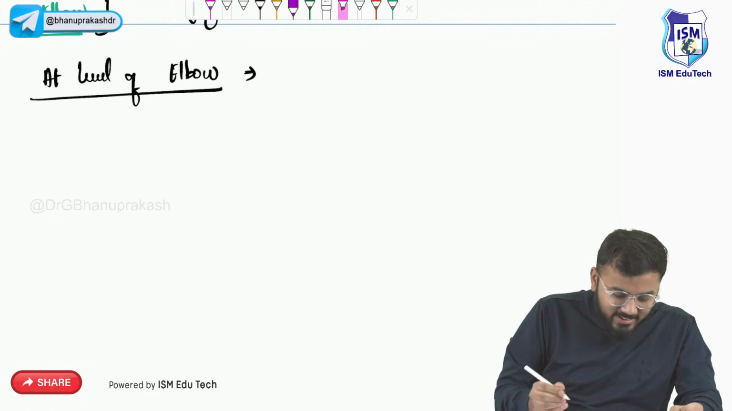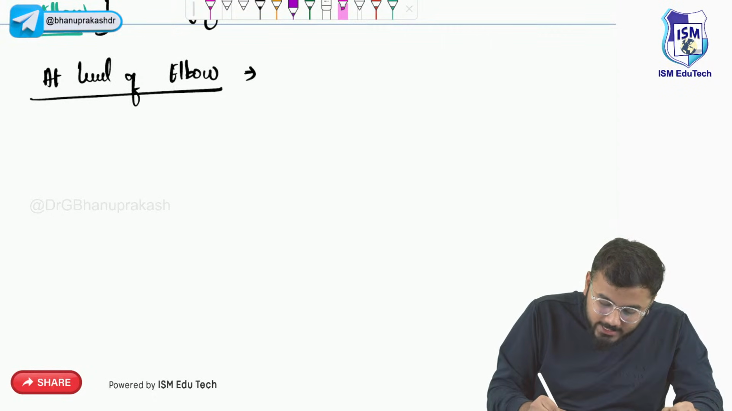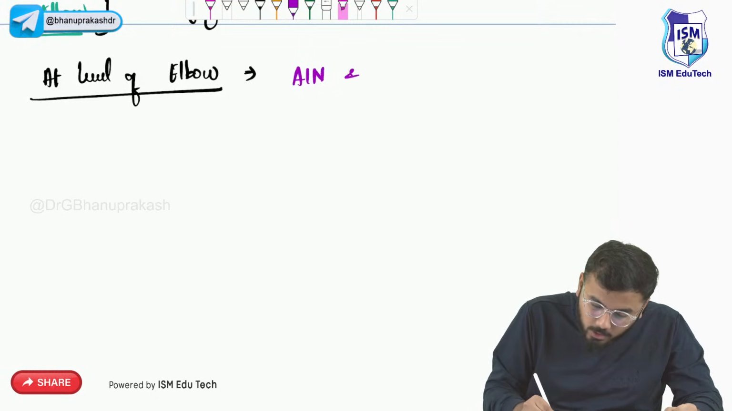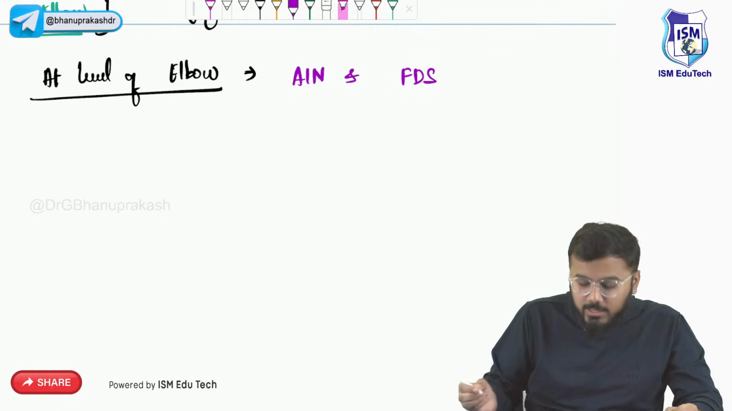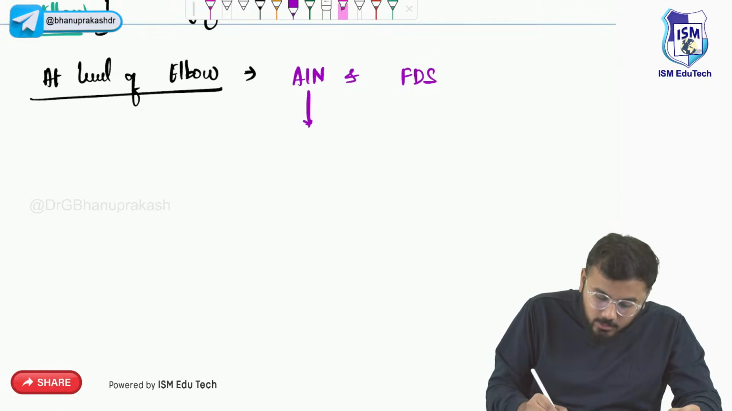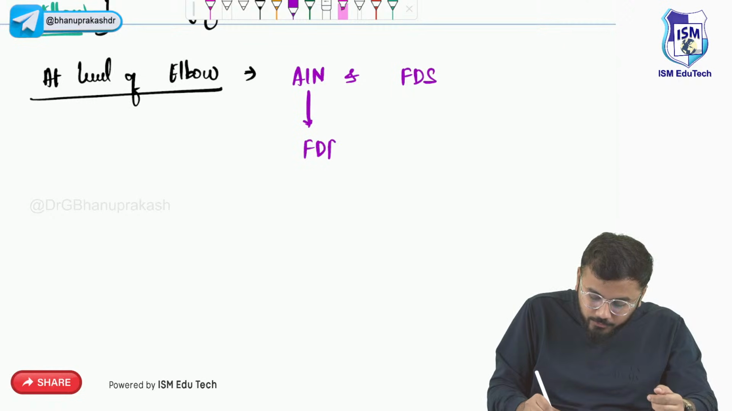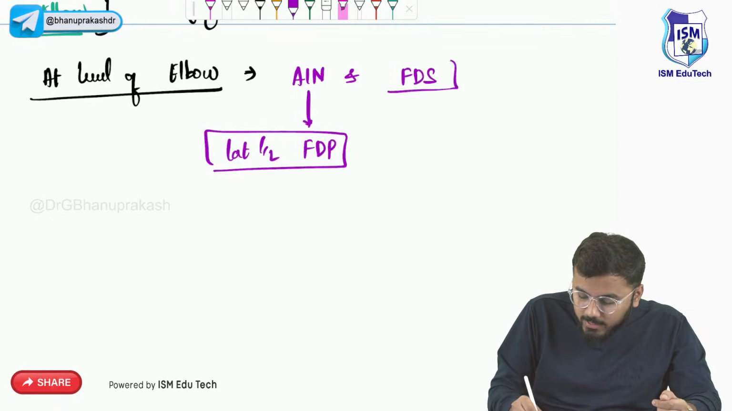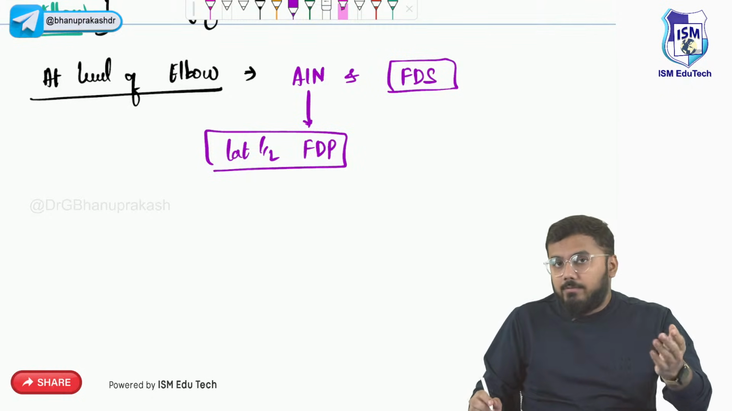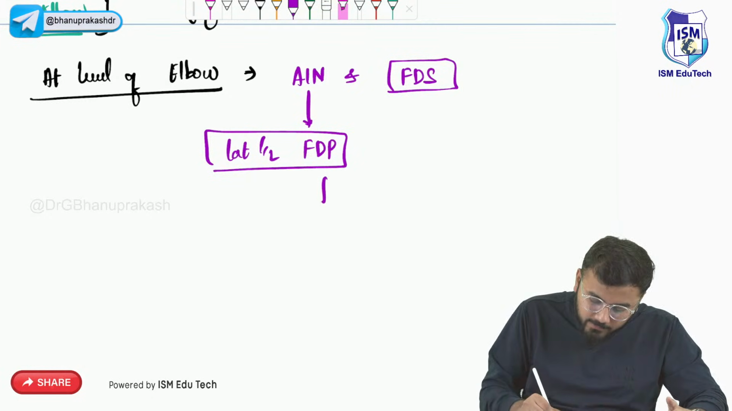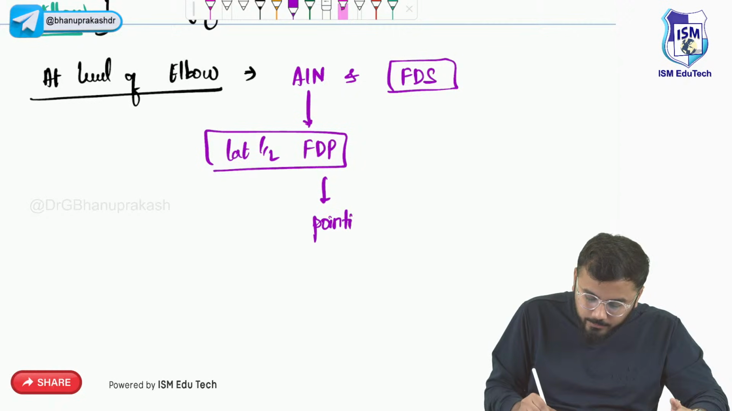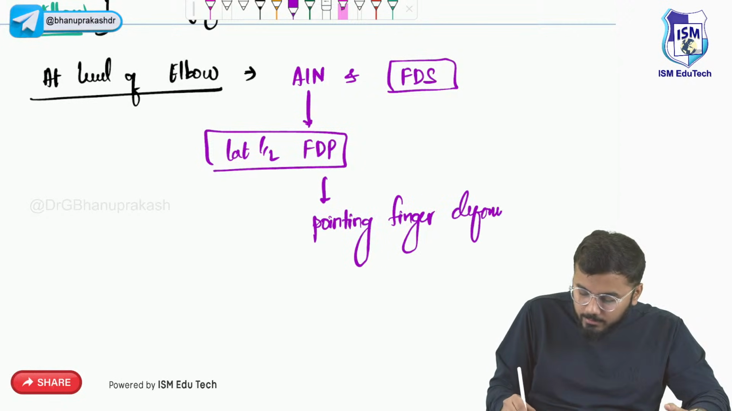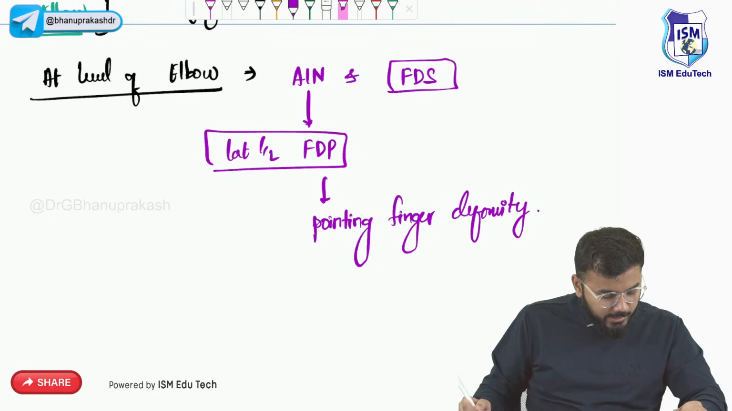Thank you, but right at the level of elbow, the anterior interosseous nerve is damaged, and not only that, flexor digitorum superficialis is also damaged. The anterior interosseous nerve branch is called flexor digitorum profundus. So the lateral half of flexor digitorum profundus and flexor digitorum superficialis, all of them are lost. Clear? So the patient will have pointing finger deformity.